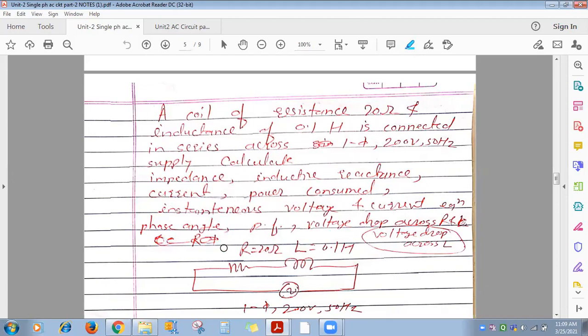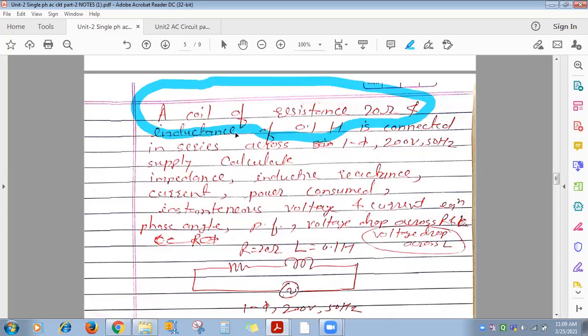See, resistance is 20 ohm. It is connected in series with some inductance of 0.1 Henry. Both are connected in series. Actually, they have mentioned it's a coil, and a coil's resistance and inductance are always in series only.